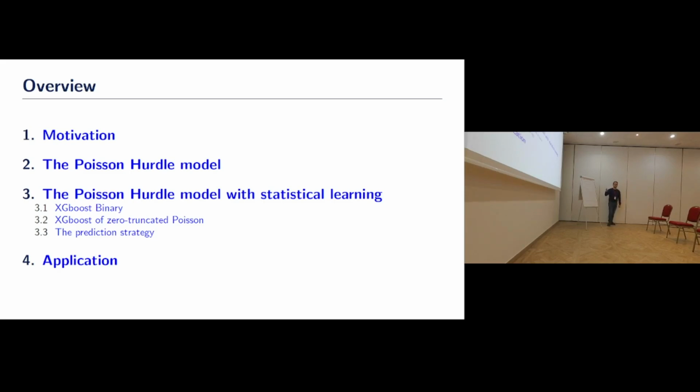Here's the overview of my presentation. First, I'm going to talk about my motivation for this work. Then I'm going to talk about the Poisson Hurdle model. Then the Hurdle model with statistical learning. And finally, I'm going to apply these models to a real database to check the performance.